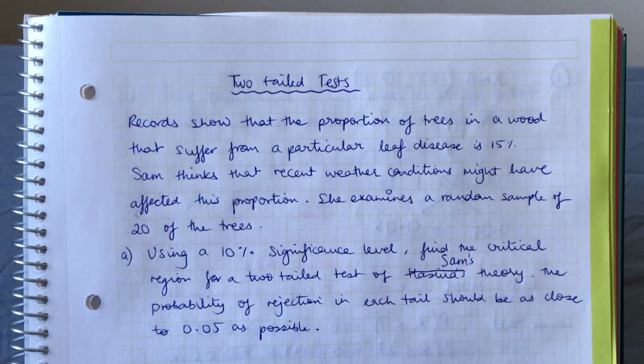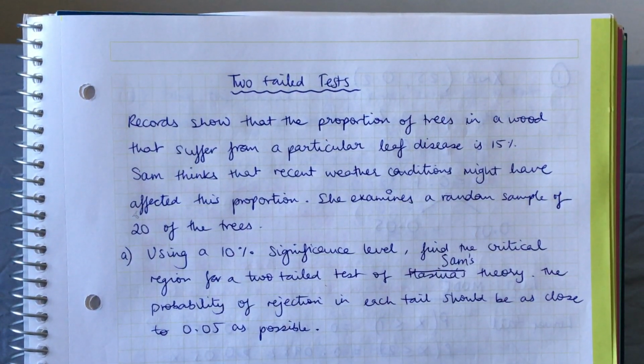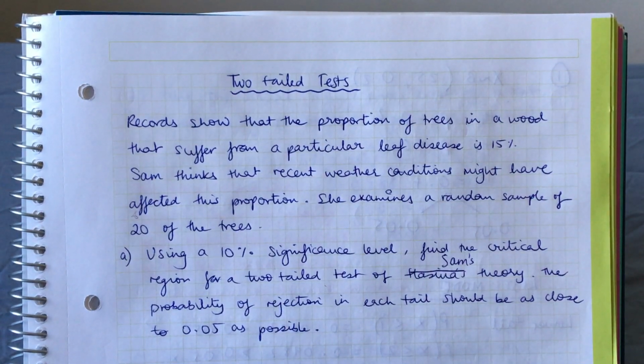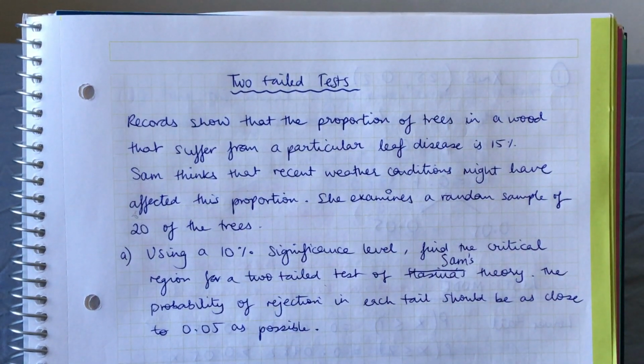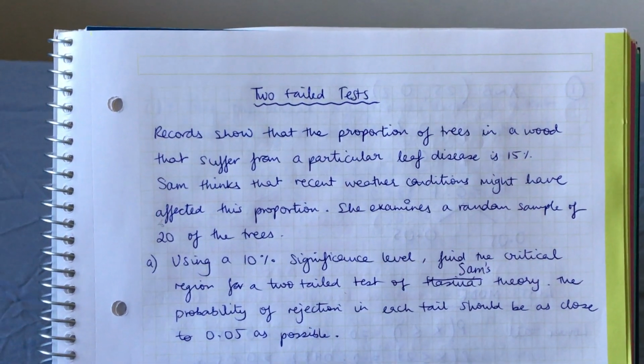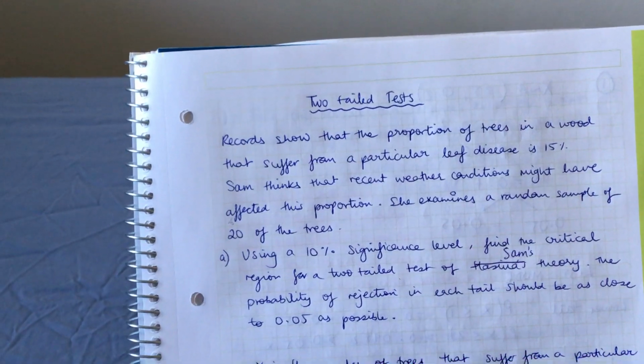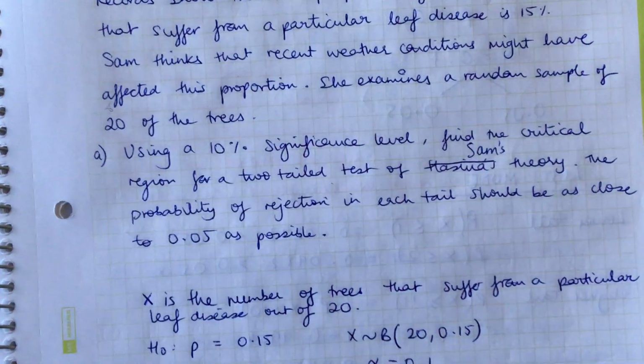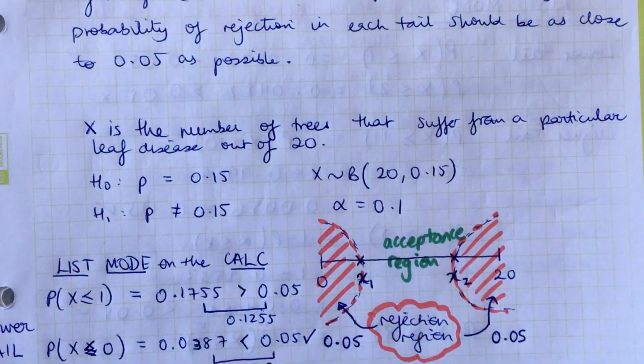To start with the question, we have to make sure we specify what x is going to be, what the random variable is going to be, and x is the number of trees that suffer from a particular leaf disease out of 20.